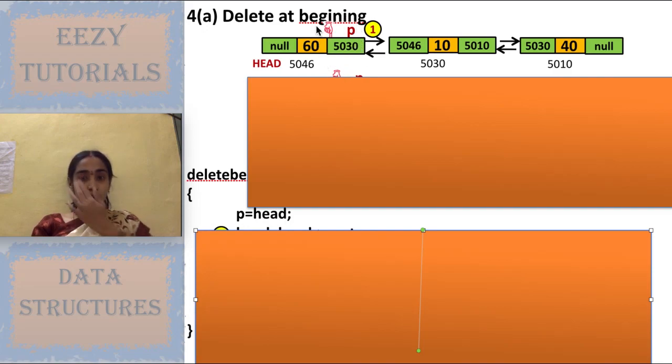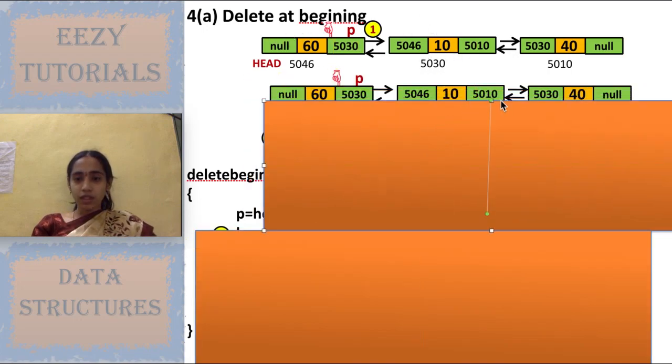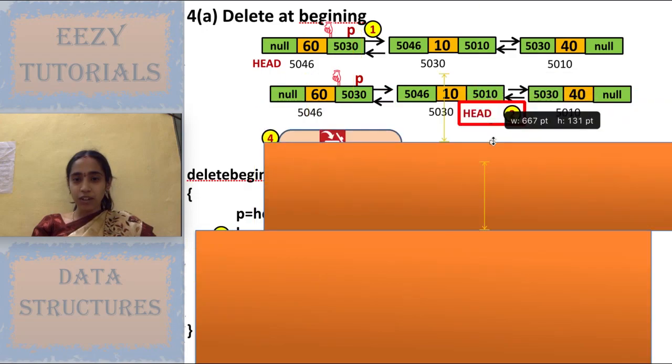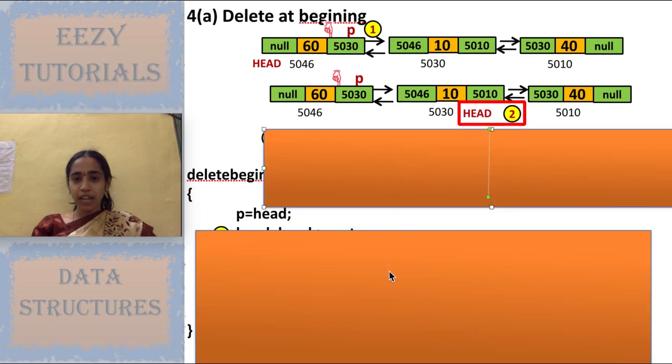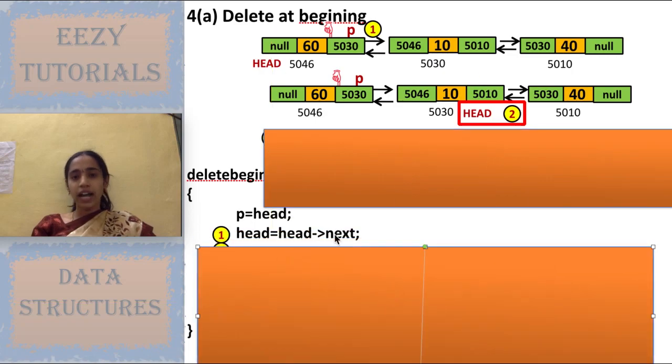Now what do I have to do? I have to mark the head to the second node. So head is equal to head of next. That is my next task. So from here, head must be moved here. This is my second task. So I am moving head. So head is equal to head of next.